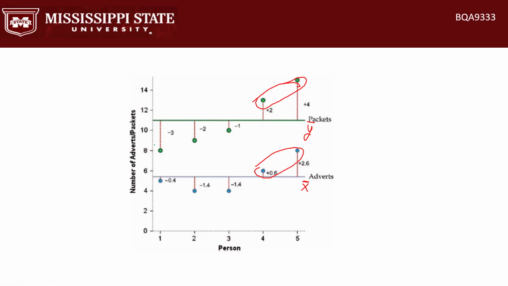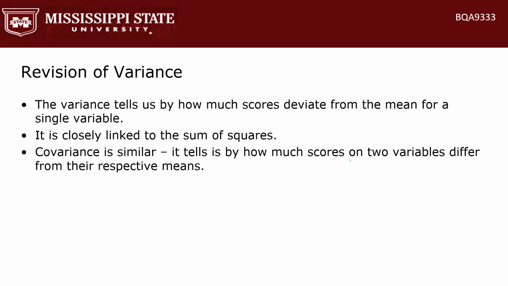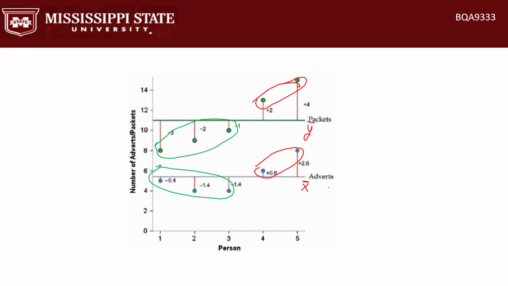And when we're below the mean in terms of packets, we're below the mean in adverts as well. So it's not a perfect linear relationship, but you can see that when one variable is above average, the other variable is above average, and when one variable is below average, the other variable is below average. So let's go back a little bit. This sounds a little bit like when we covered variance. You're calculating something above the average versus below the average. Sounds a little bit like variance.